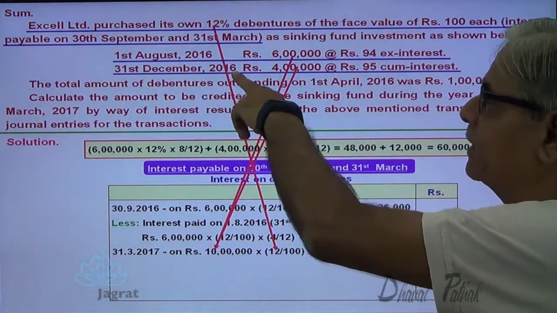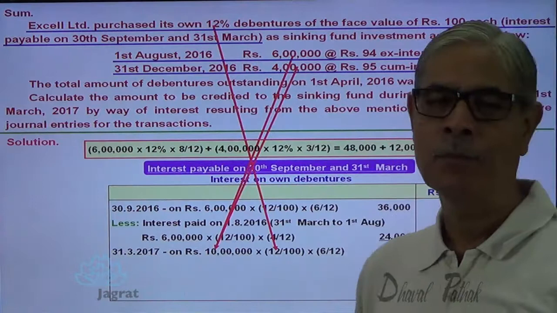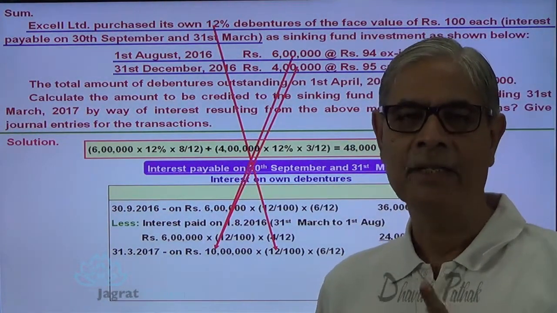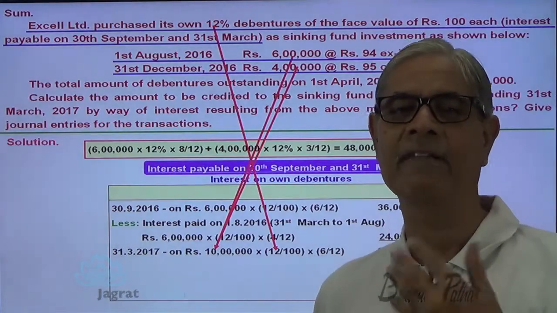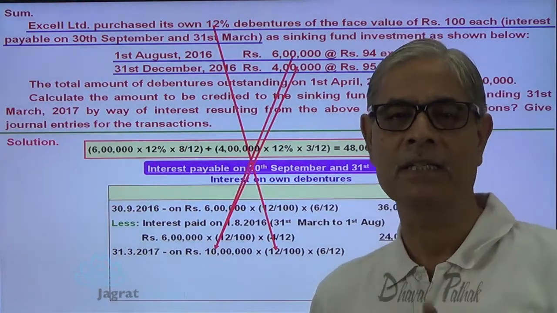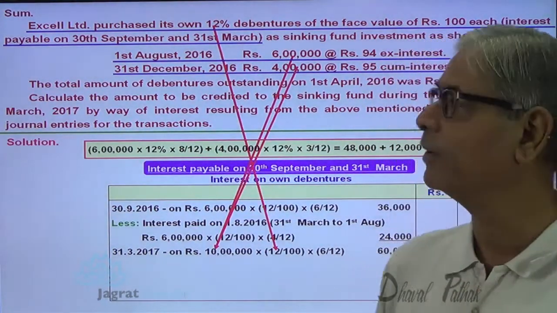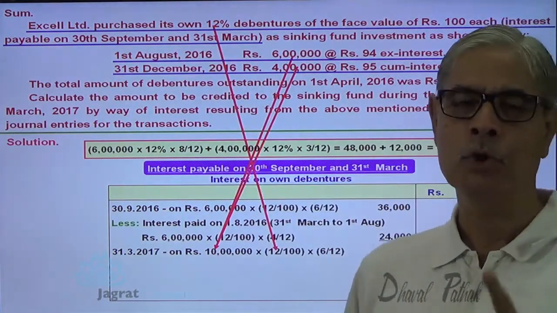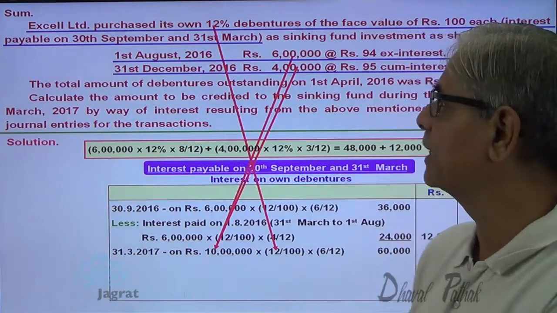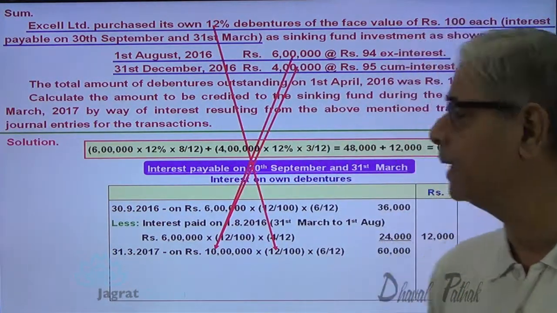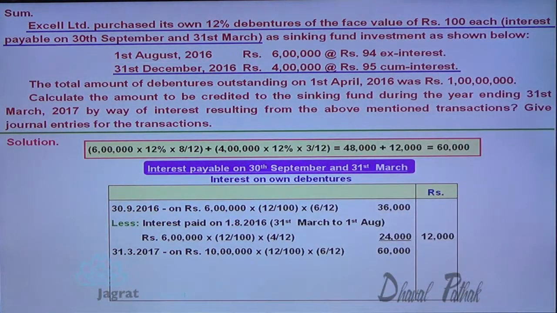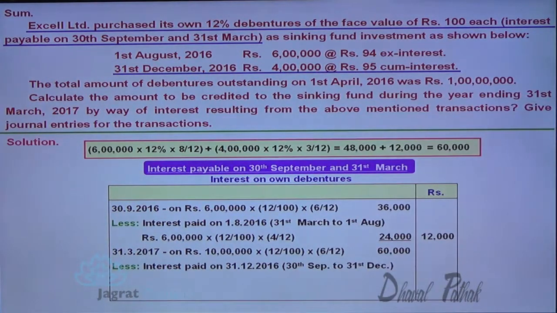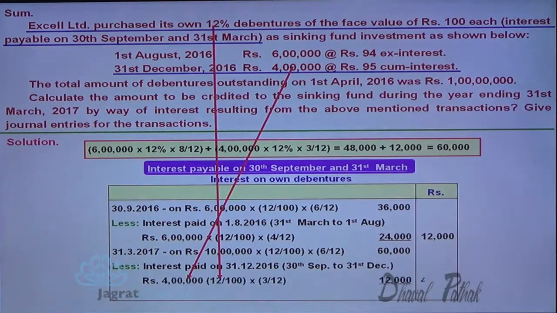On 31st of December, 4 lakhs investment in own debenture is being made. And when you purchase the investment, you are required to pay interest till the date of purchase, starting from the last date of interest. So the last date of interest here was 30th September. So 30th September to 31st of December, 4 months interest on 4 lakhs is paid.